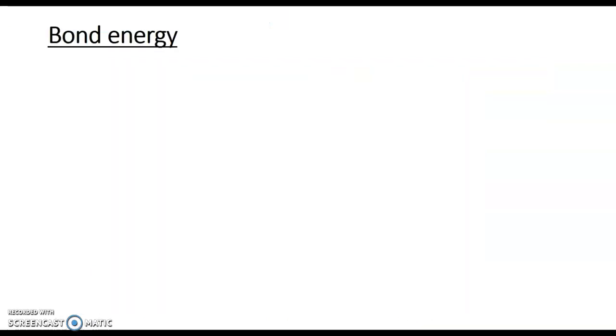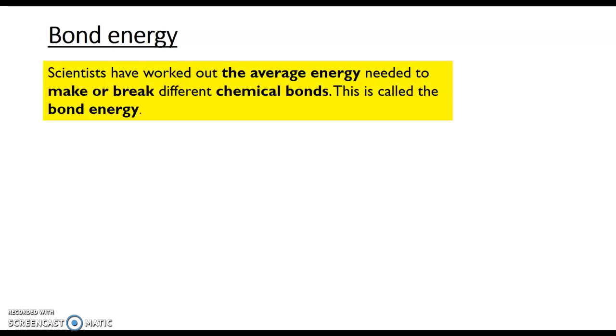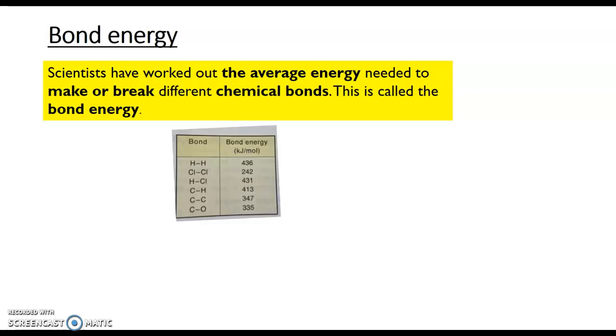So there's a word I'm going to be using called the bond energy, and you need to know this definition. Scientists have worked out the average energy to make or break the bonds, and that energy is known as the bond energy. And if it takes me 5 kilojoules to break a hydrogen bond, it will take me 5 kilojoules of energy to make the bond. But the bond energy for hydrogen might be different for chlorine. So here is some data that you would be given in the exam.